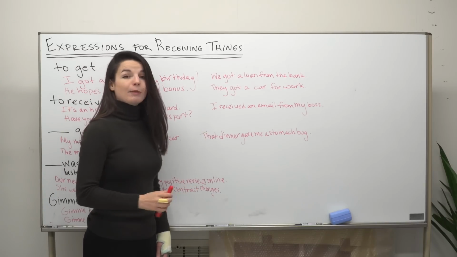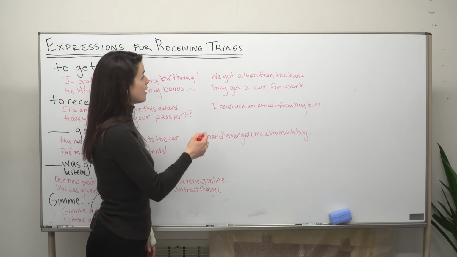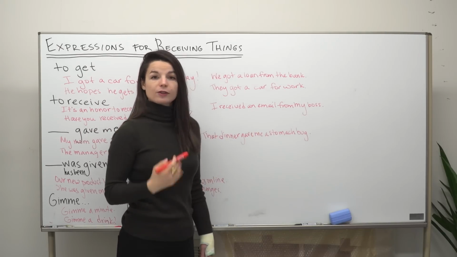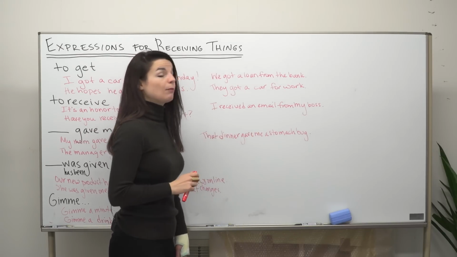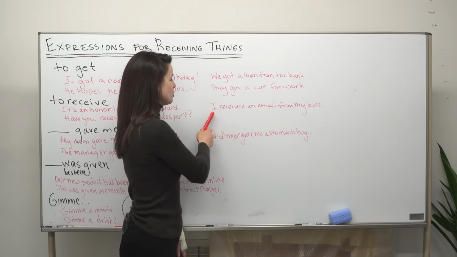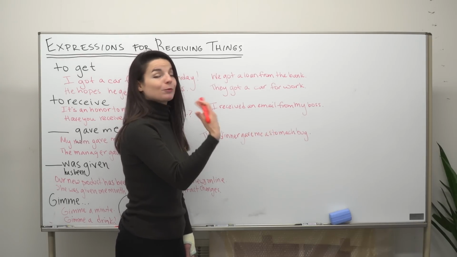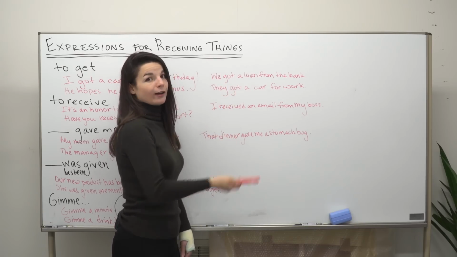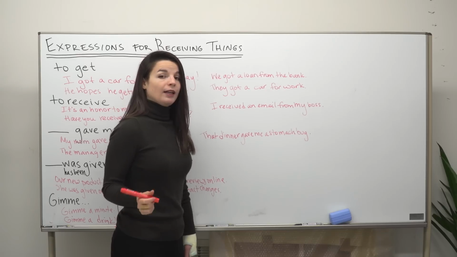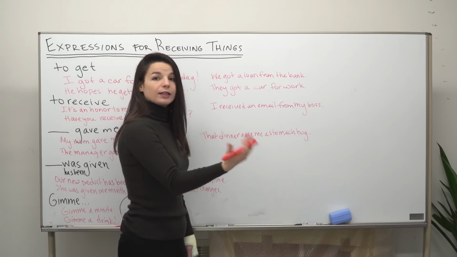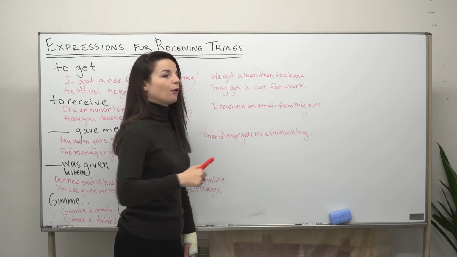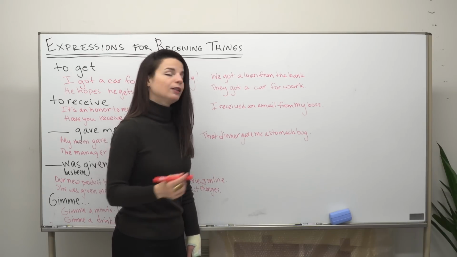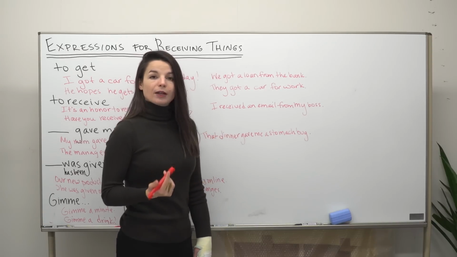I received an email from my boss. So just as we saw with we got a loan from the bank, we can use from to show the source. So here, I received an email from my boss. If we need to make an explanation in a formal situation, we can use received instead of got here. In this sentence, I got an email from my boss. It's fine also, if you're speaking just very casually. If you're making a presentation, or if you're sharing some key information in a formal situation, though, received might be a better choice.